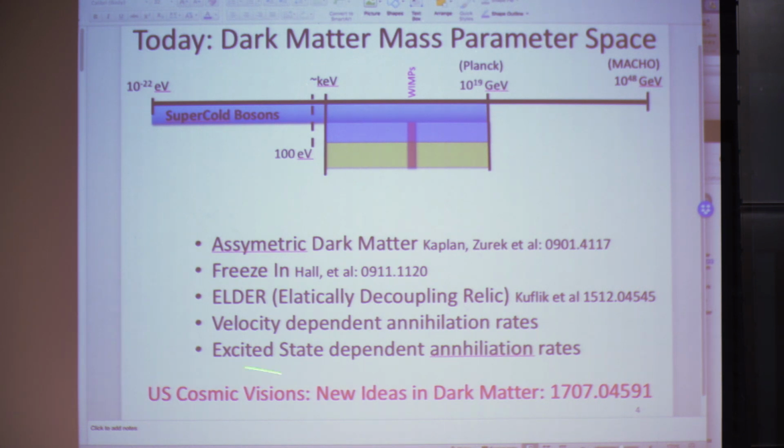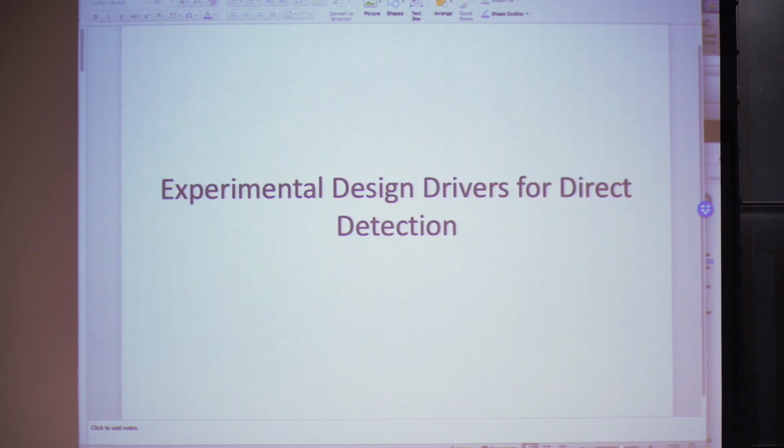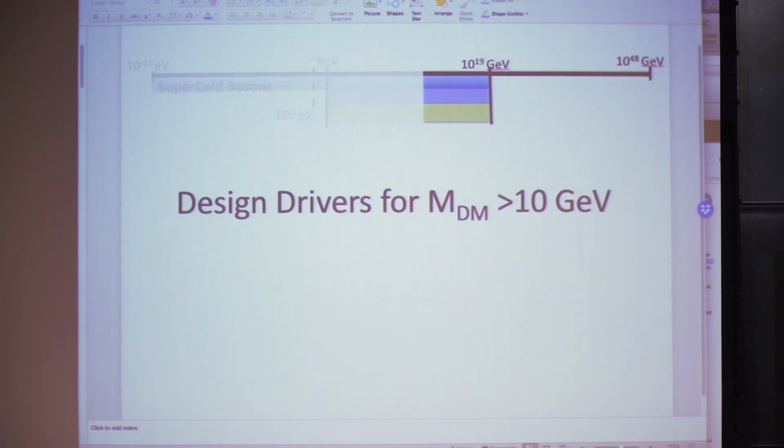You've actually already heard about a lot of these ideas. Asymmetric dark matter was just this last talk. Freeze-in was this last talk. And you can actually see all of these new ranges below the WIMP. So all of these areas here, as well as axion searches, are in this new community white paper that we wrote, which was US Cosmic Visions, and there's the arXiv number. So let's now go and first talk about design drivers for.